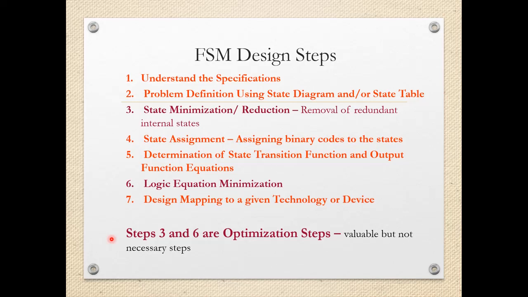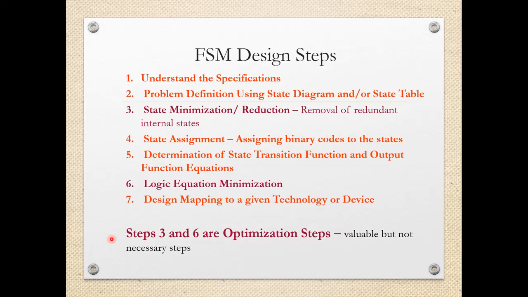So it is 2 raised to n is equal to the number of states, where n is the number of bits. So if there are 8 different states, then we will require 2 raised to 3, meaning 3 binary bits to assign the states for 8 different states.